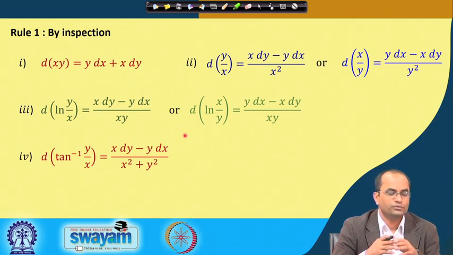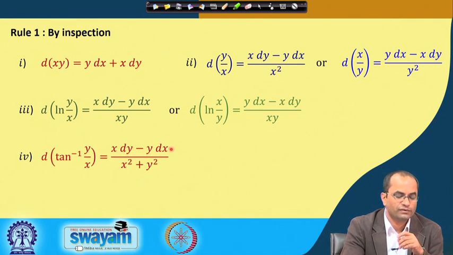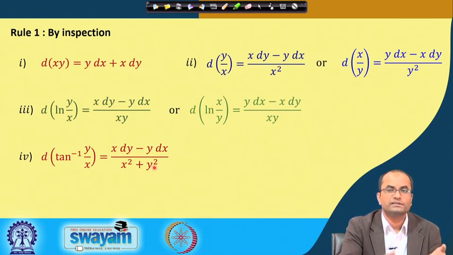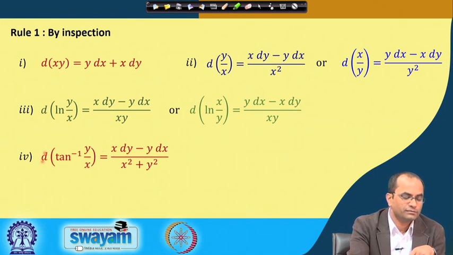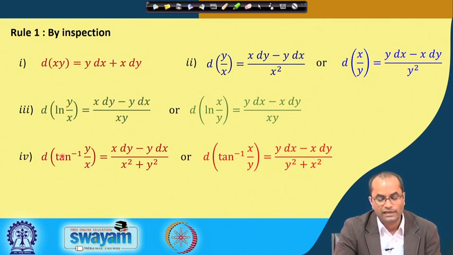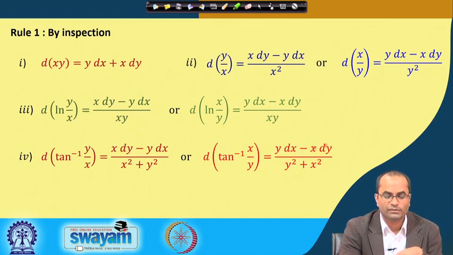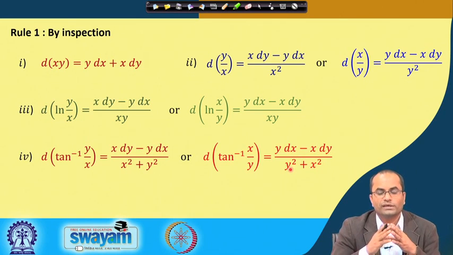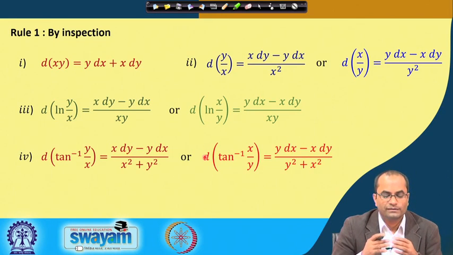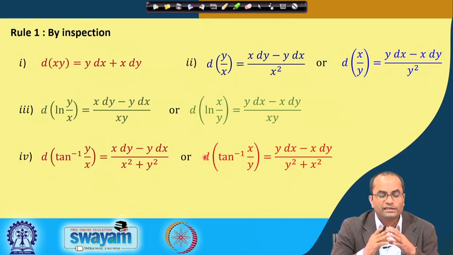Another standard form could be this x dy minus y dx. Again we have this common term, x dy minus y dx, but here we have x square plus y square. If we can rewrite our equations in this form, then we know that this is nothing but the differential of tan inverse y over x or tan inverse x over y. So we have (y dx minus x dy) over (y square plus x square), which is the standard differential of the function tan inverse x over y.